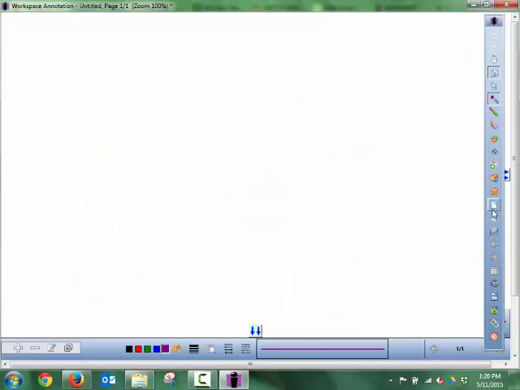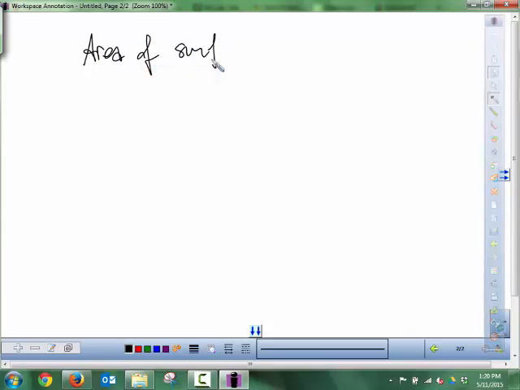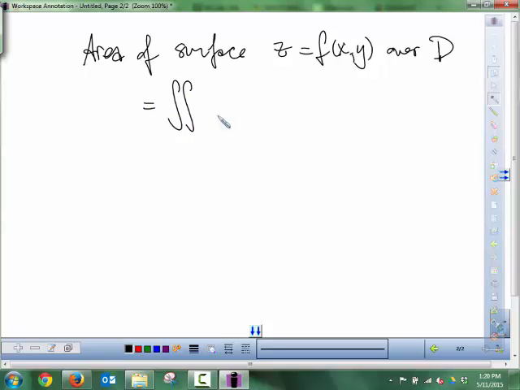So here's the formula that comes up. The area of the surface z is equal to f of x, y over the domain D is going to be equal to a double integral of the square root of fx squared plus fy squared plus 1 dA over your domain D.